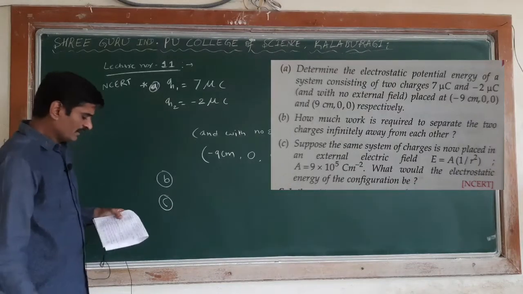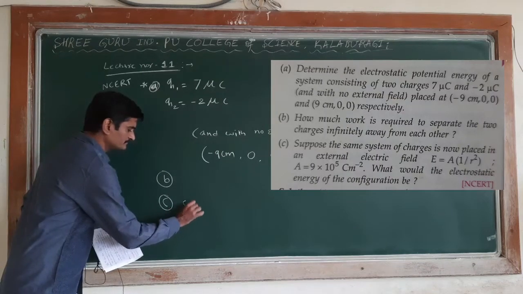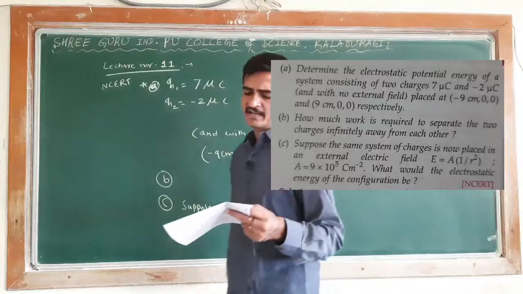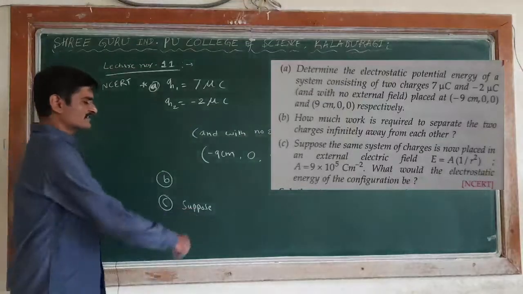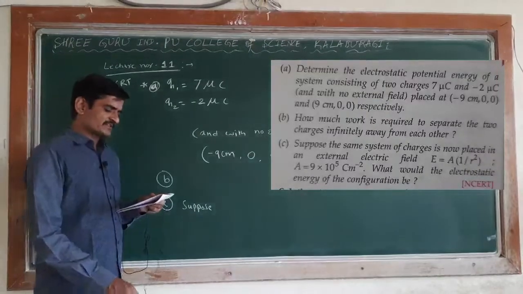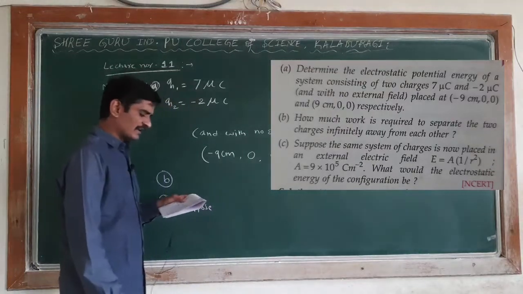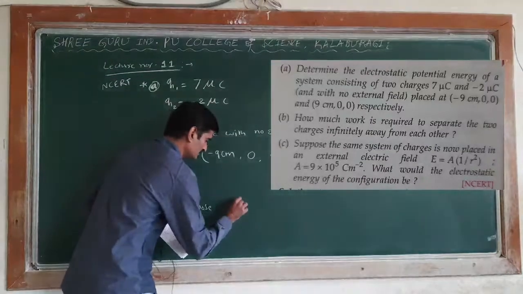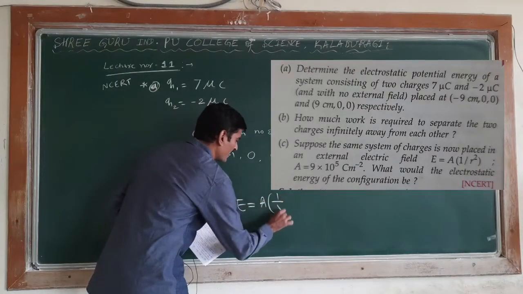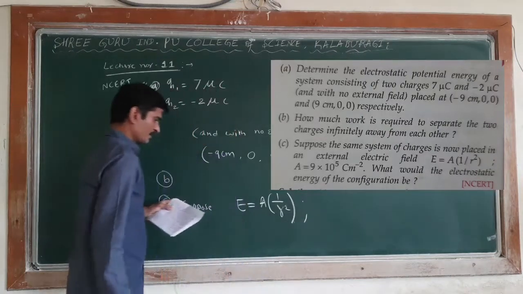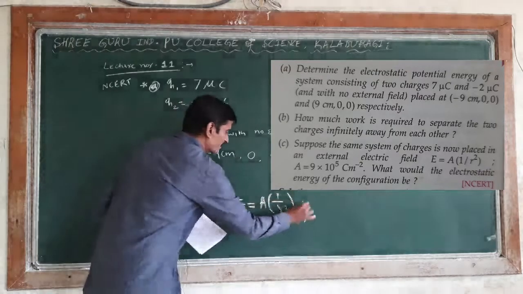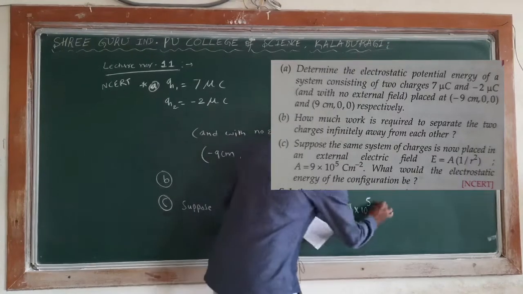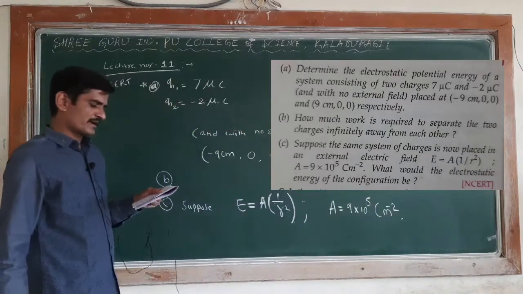Next, write down C. Suppose the same system of charges is now placed in an external electric field, capital E is equal to A into 1 by r square, where A is equal to 9 into 10 to the power 5 coulomb per meter square.